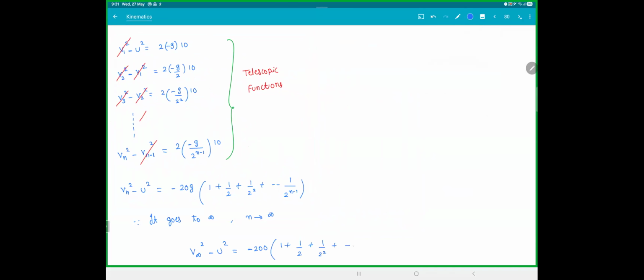by 2 square, and so on. This also will go to infinity. Now it becomes an infinite GP. So if you're doing it for n sections, we can use this formula directly. So this will be v infinity square is equal to u square minus 200 times the sum of this entire sequence, which is 1 by 1 minus half, that is 2. So we get v infinity square is u square minus 400.